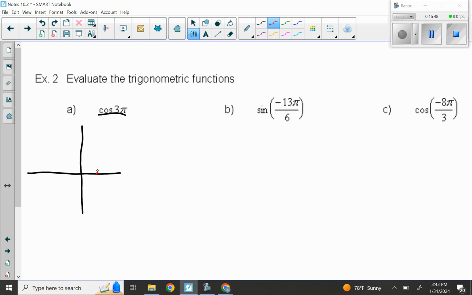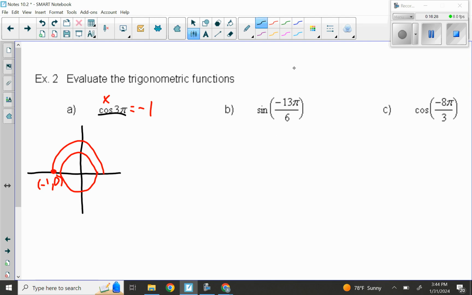First I need to go 3 pi's. So start here. Here's 1 pi. Here's 2 pi. And I'm going to go around again. Here's 3 pi. So we land here. Well, remember the unit circle has a radius of 1. So this would be 1 to the left and 0. And cosine is your x value. So cosine of 3 pi equals negative 1. That's it.